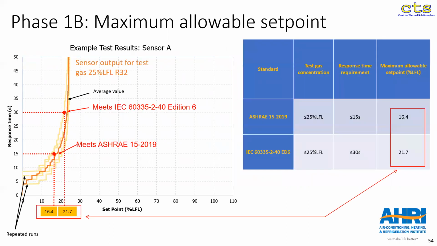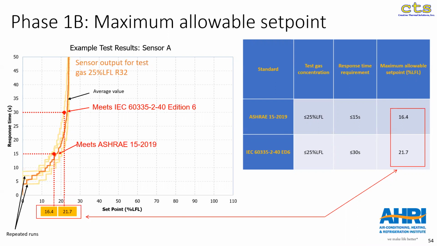So you see here what I mean by that maximum allowable set point. Let's first look at the left where we have the graph. You see first a bunch of graphs. The dark orange here means that is the average value of that bunch of curves of the lighter yellowish color here. So let's focus on the darker orange. In this case, I have looked at AHRI 15 and I see 2-40. And we see that both require test gas concentrations of up to 25% of LFL, so that is the same. However, the time requirements are different.